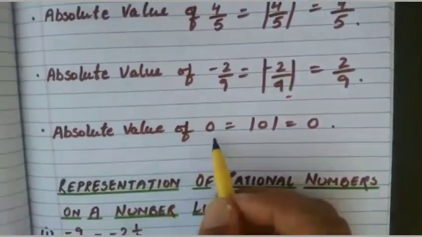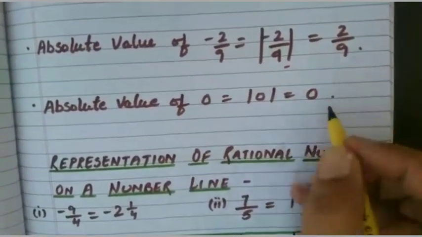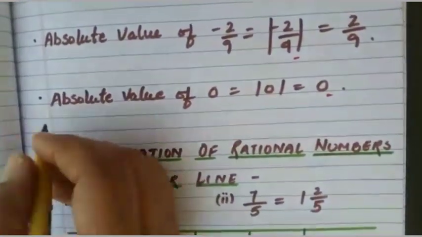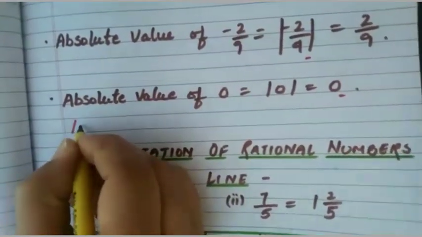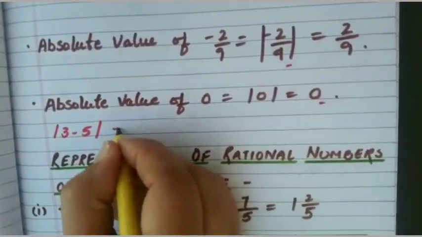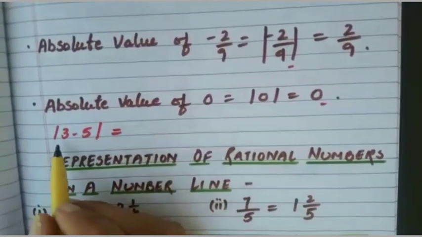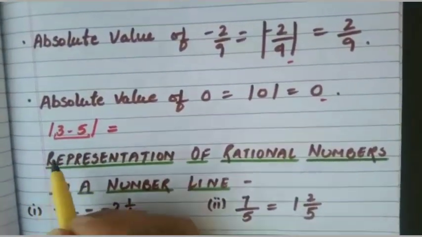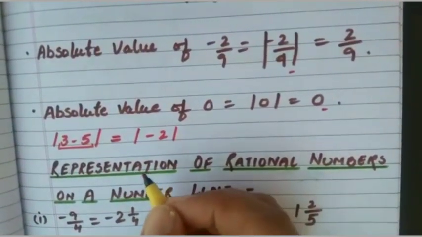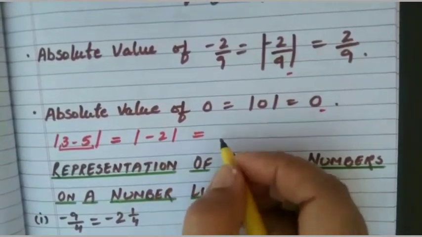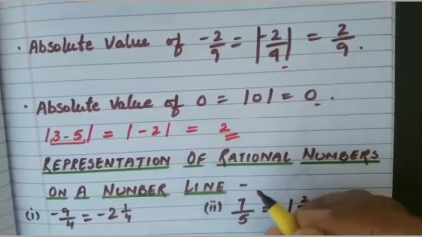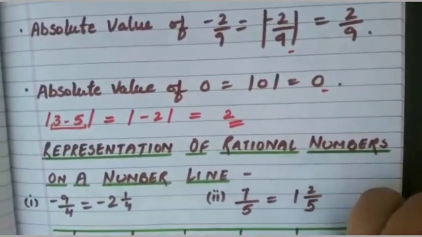Next, the absolute value of 0 is always 0. So this was absolute value. I will show you one more example which you will find in your book: find the absolute value of 3 minus 5. How will you solve it? Children, first you solve whatever terms are given inside the bars. So you write 3 minus 5 is minus 2, and then you write your final answer: when minus 2 comes out, it becomes plus 2, because absolute values are always positive.